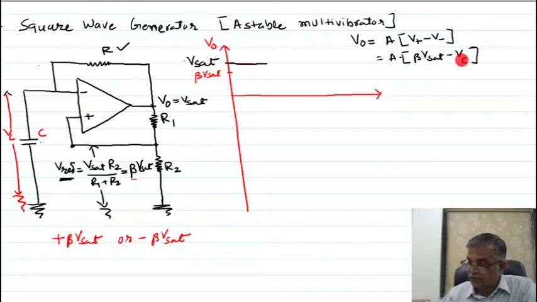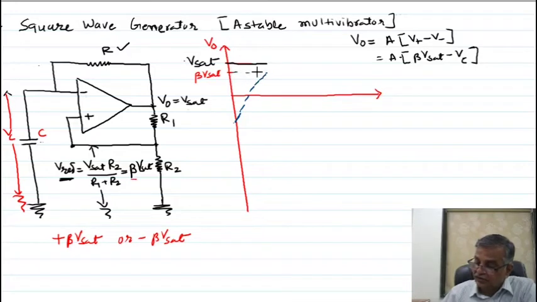When voltage across the capacitor is more than beta V set, it is getting charged, because this voltage is plus V set. So it gets charged through the resistor R. I am showing you the charging path. This is the charging path of the capacitor.